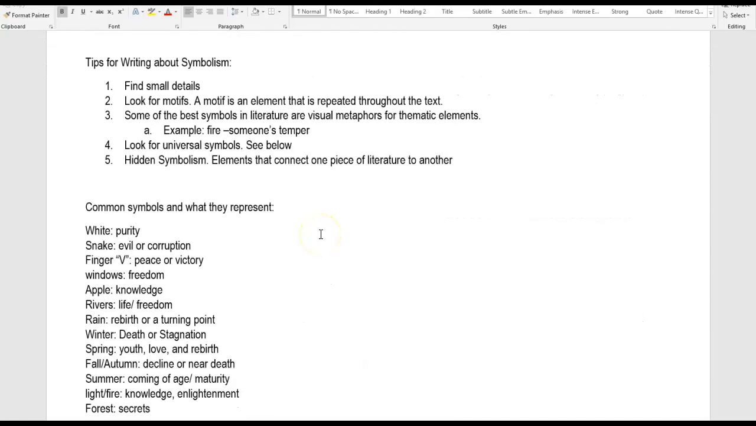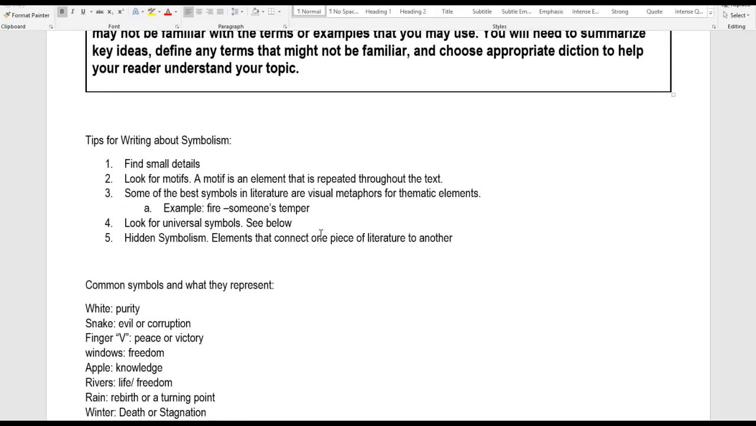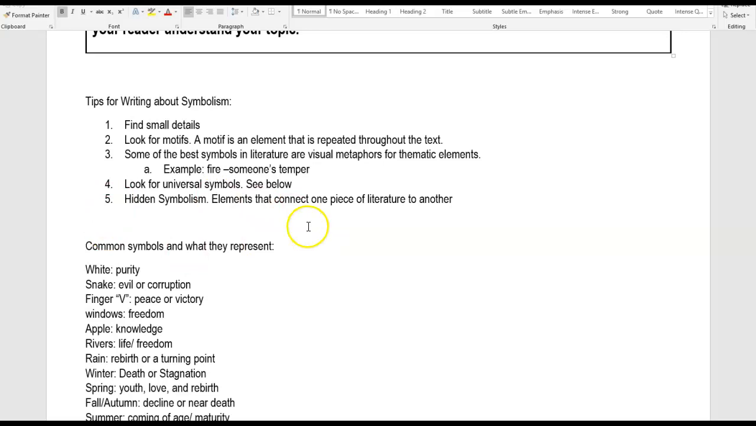If you don't know what symbolism is or are having trouble writing about symbolism, here are some helpful tips. You should also note that there is a video. There are actually 2 links on Blackboard that go over what symbolism is as well.